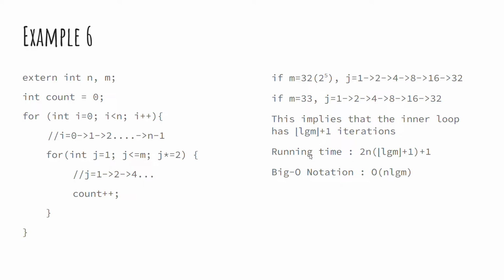And so the running time function in this case is 2 times n multiplied by the floor function of log m plus 1, and then the plus 1 comes again from the initialization. There are n iterations of the outer for loop, and then floor function of log m plus 1 iterations of the inner for loop, and then this line is again 2 operations per iteration. So the big O time complexity of this example comes out to be O of n log m again.